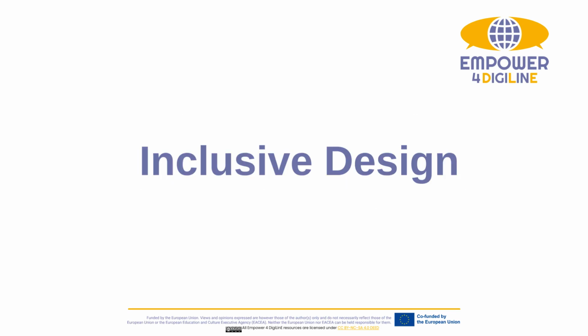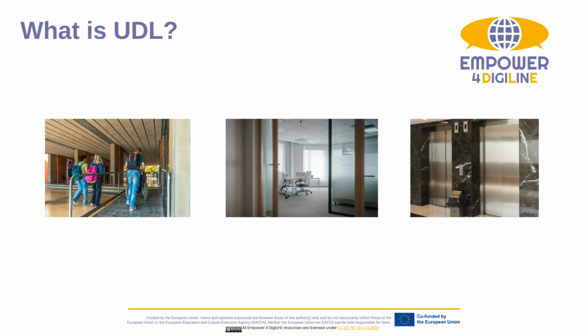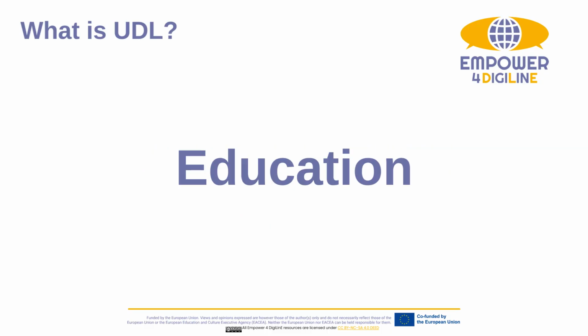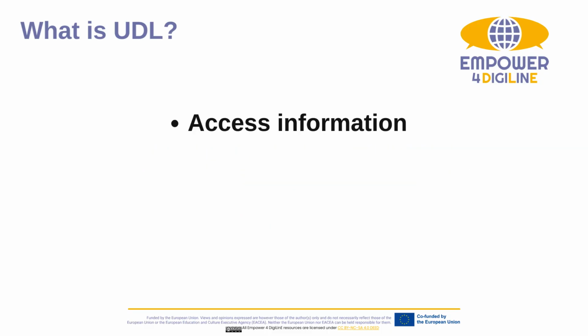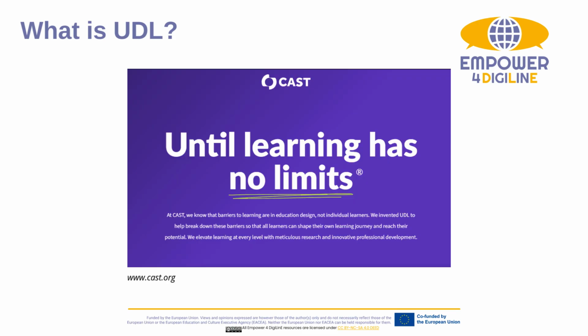UDL is an approach to teaching that comes from the world of inclusive design, originally inspired by architecture. Think of buildings designed with ramps, wide doorways, and elevators. They don't just help people with disabilities, they make the space more accessible for everyone. The same idea applies to education. UDL is about creating lessons that give all students flexible ways to access information, engage with learning, and show what they know. It was developed in the 1990s by CAST, a US based organization that focused on how to make learning accessible through technology and good design.